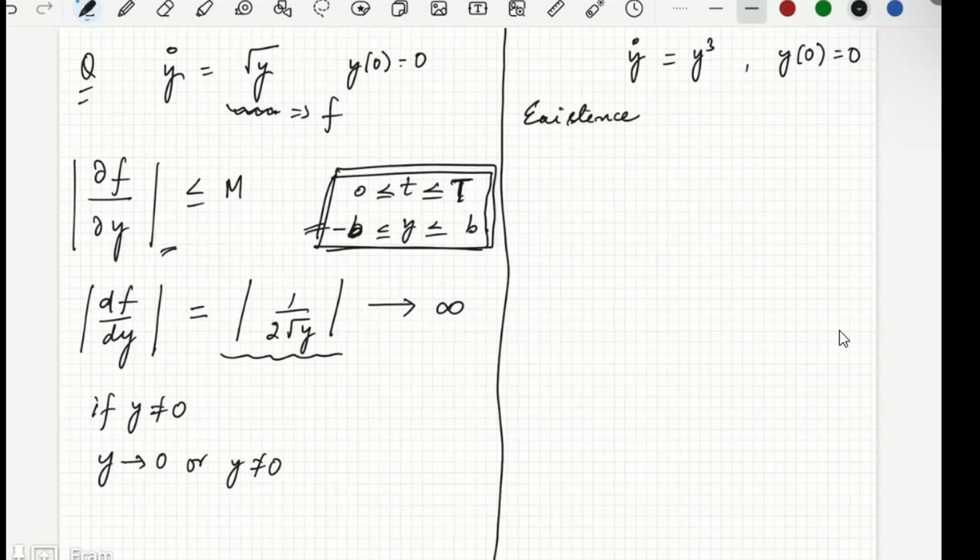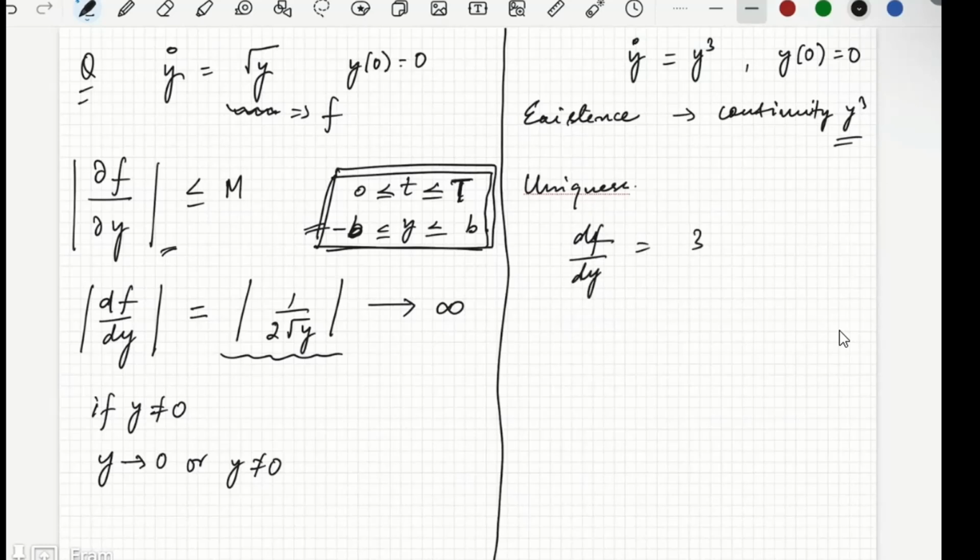So existence is coming from the continuity of the function. It is a polynomial function, so it is continuous, so the solution will exist. And uniqueness is coming from df by dy. In this case it gives you 3y square, since we have a square term.